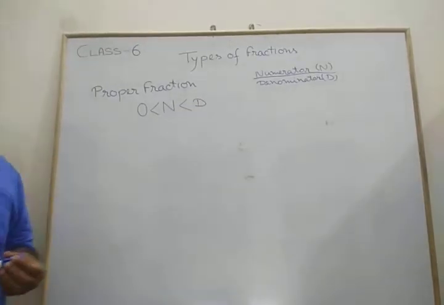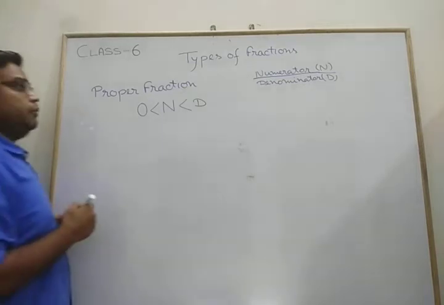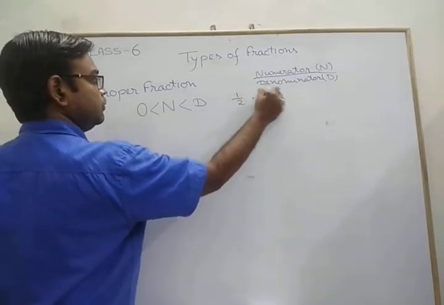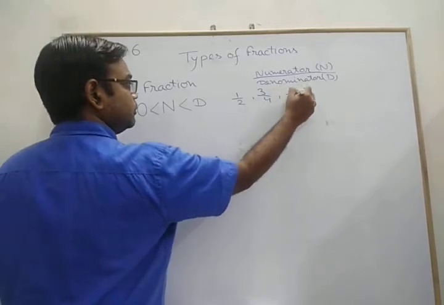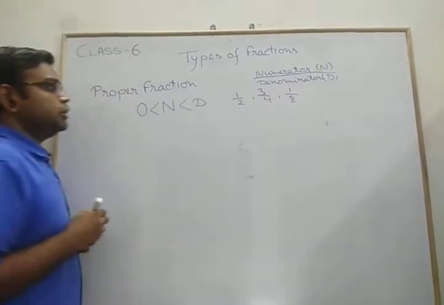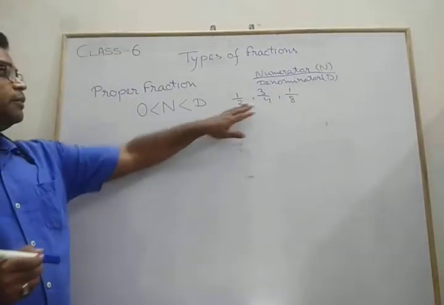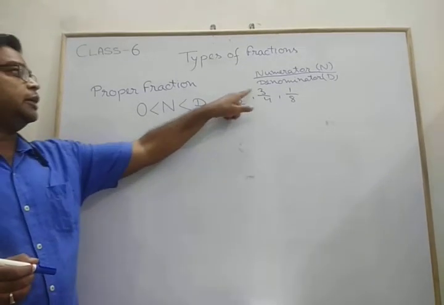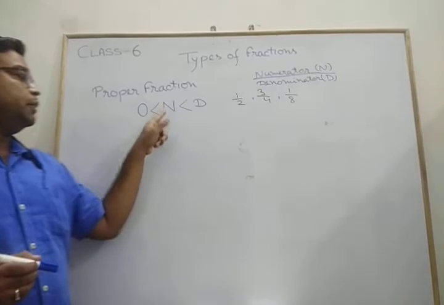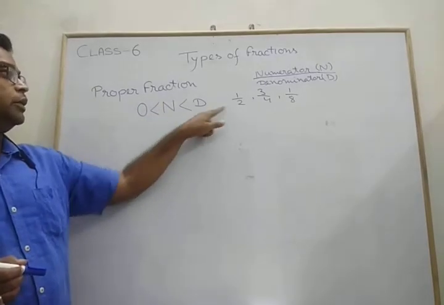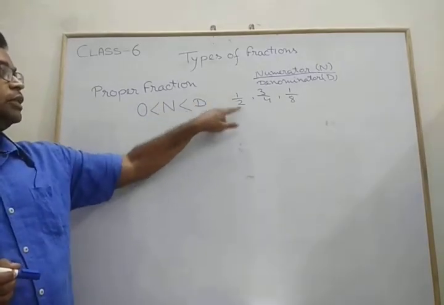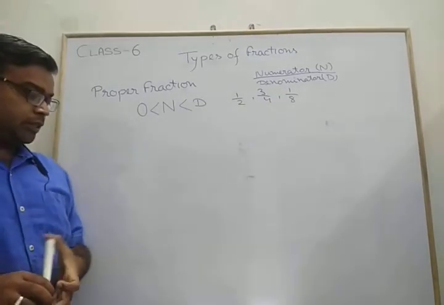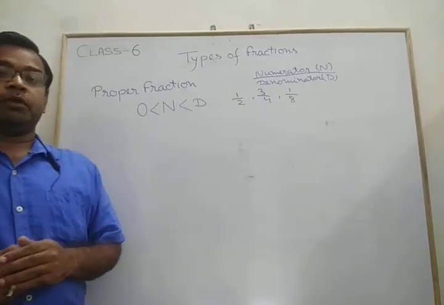For example, 1 upon 2, 3 upon 4, 1 upon 8. All these fractions satisfy this criteria, meaning numerator is greater than 0 and also less than the denominator. 1 is less than 2, 3 is less than 4, 1 is less than 8. So this type of fraction is known as your proper fraction.